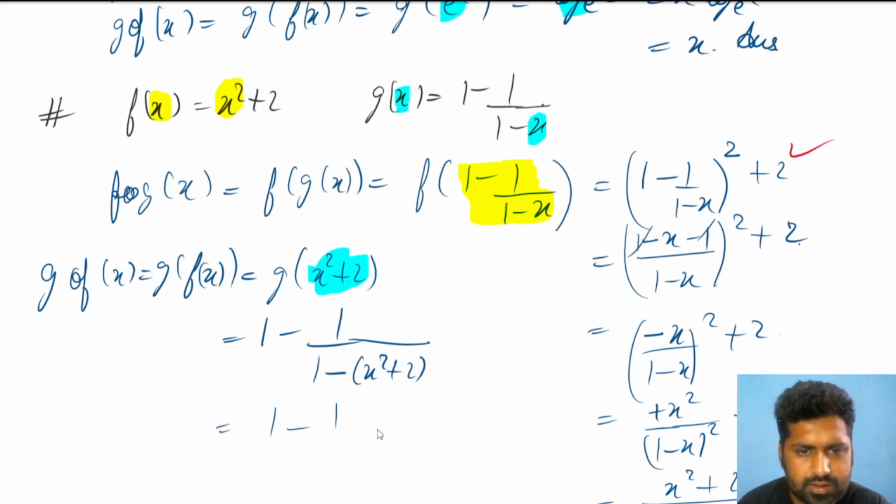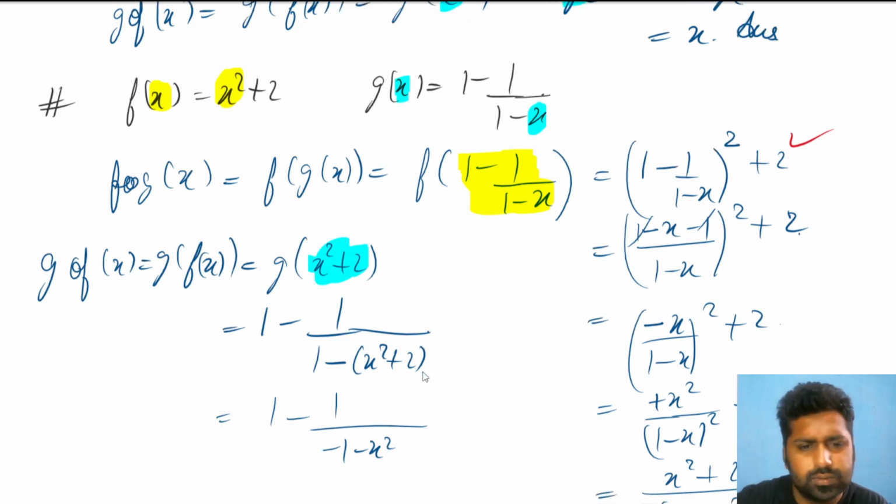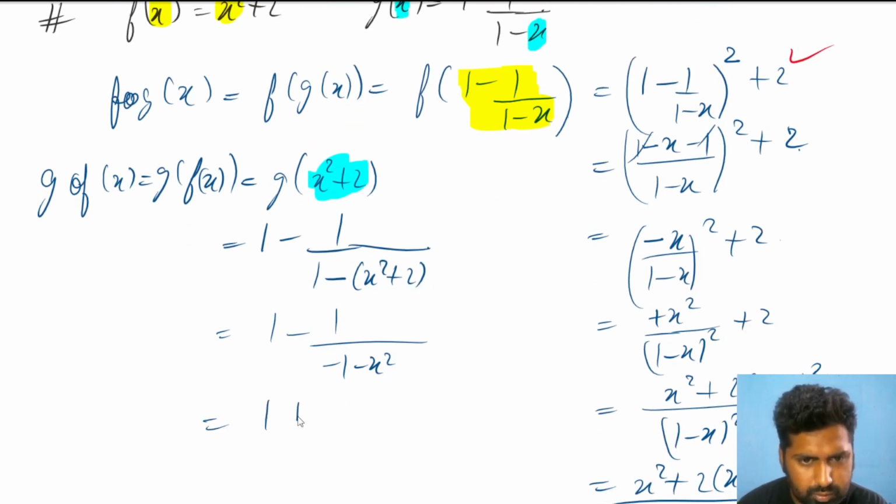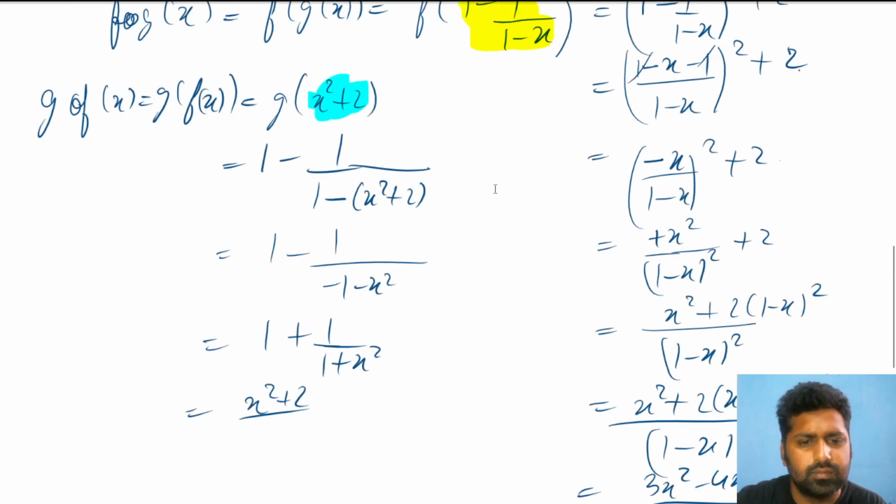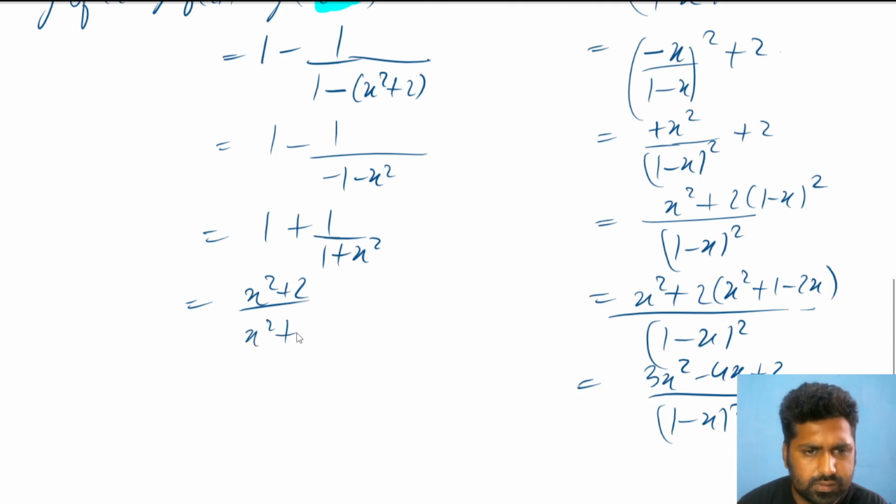So now 1 minus, this becomes minus 2 minus 1 minus x square. You can take the negative out. It becomes 1 plus 1 upon 1 plus x square. So it becomes x square plus 2 upon x square plus 1.